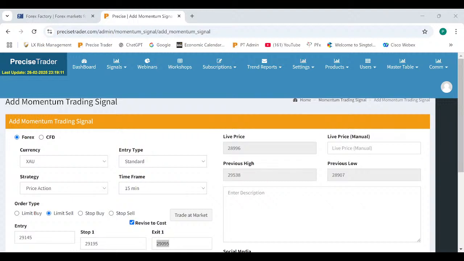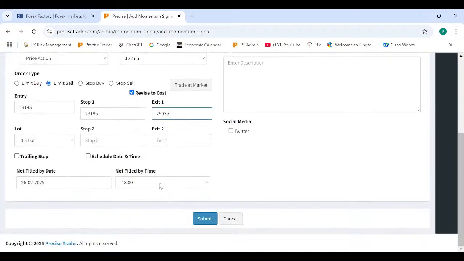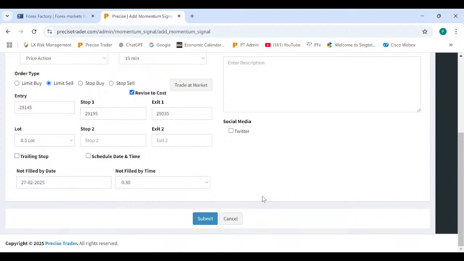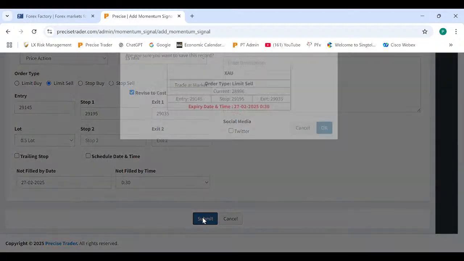2908 or 2903. So maybe we'll put it as 03 or 03 half. And this one we will give until 24, or maybe another half at 12:30.